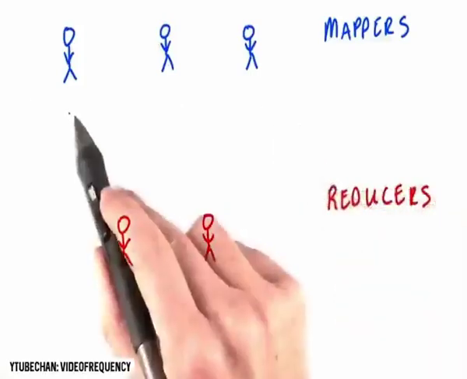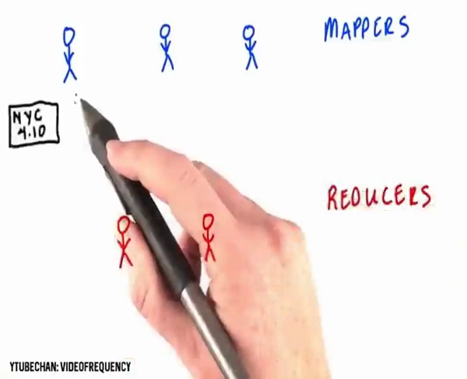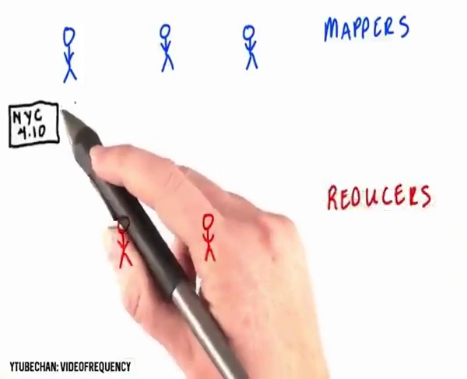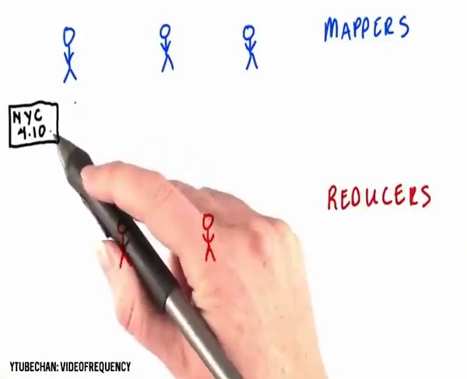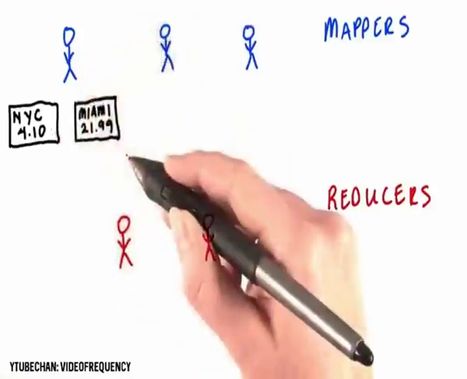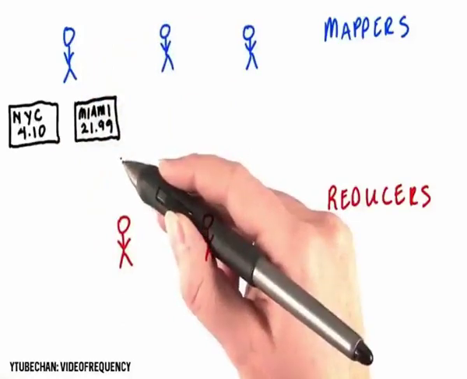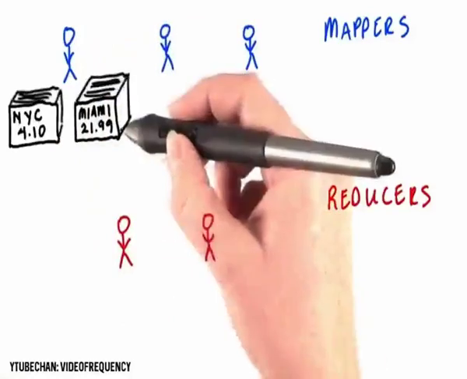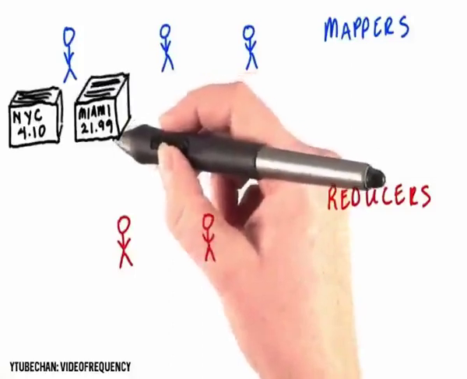Let's see what a mapper would do. They will take the first record in their ledger, and on an index card, write the name of the store and the amount of the sale. Then they'll take the next record and repeat. As they're writing the index cards, they'll pile them up so that cards for the same store go in the same pile. By the end, each mapper will have a pile of cards per store.